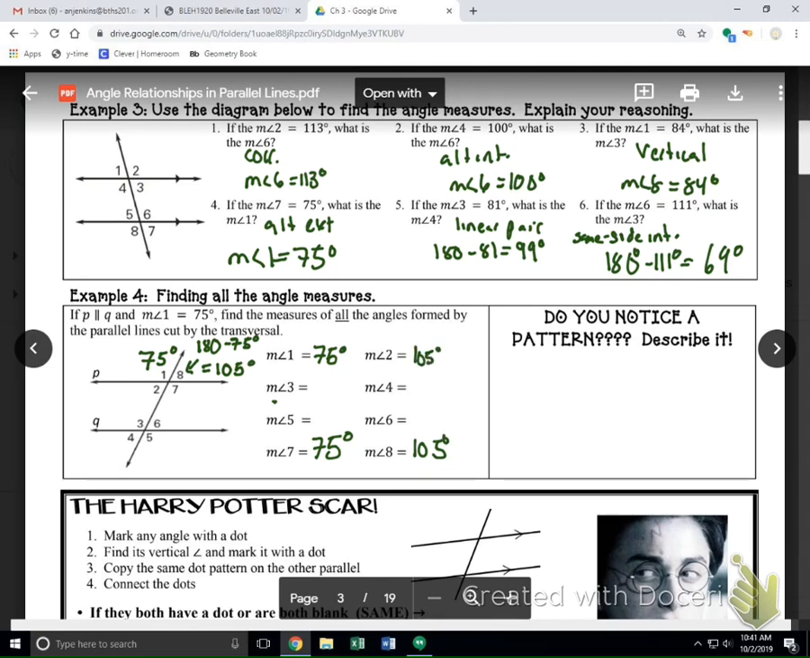Moving on to angle 3. What's the relationship between angle 1 and angle 3? Not vertical. They're corresponding, and we know corresponding angles are congruent, so this one's going to be 75. Angle 6 and angle 8 are also corresponding, so you know that angle 6 has to be 105. And then angle 5 and angle 1 are what?